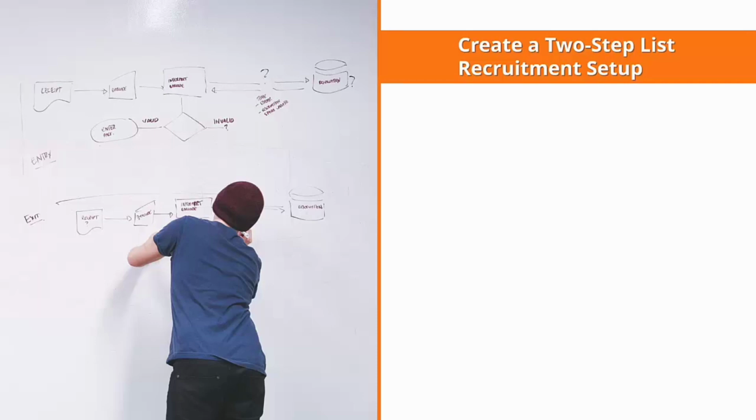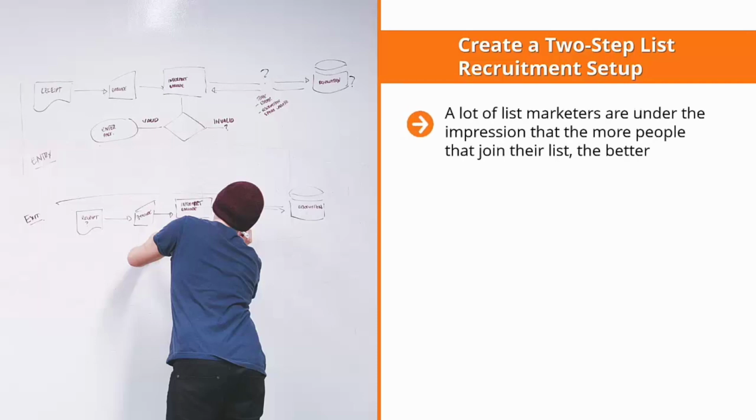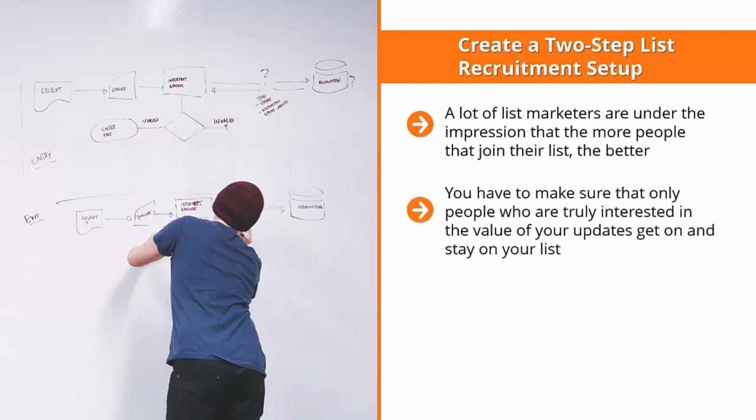Create a two-step list recruitment setup. A lot of list marketers are under the impression that the more people that join their list, the better. I'm telling you, the whole idea of the more the merrier doesn't work in list marketing. In many cases, you'd be making a lot more money having less people on your list than having a bloated list of squatters or uninterested people. You have to make sure that only people who are truly interested in the value of your updates get on and stay on your list.